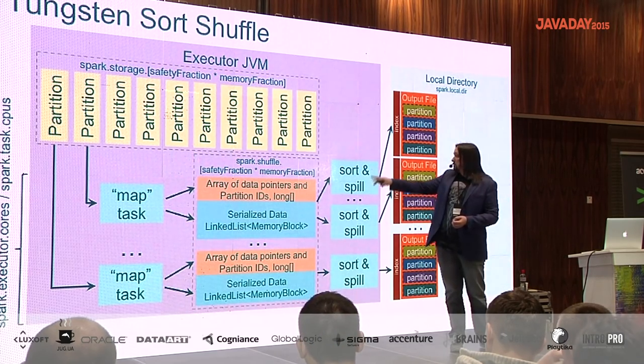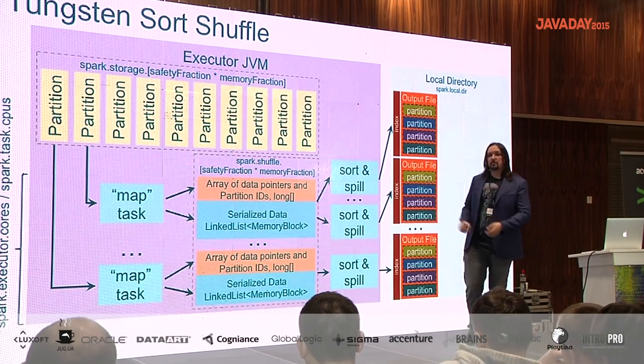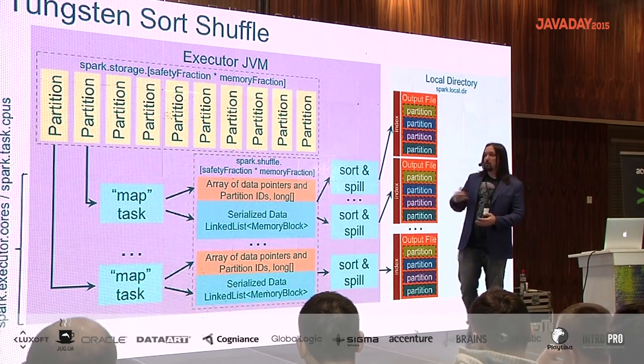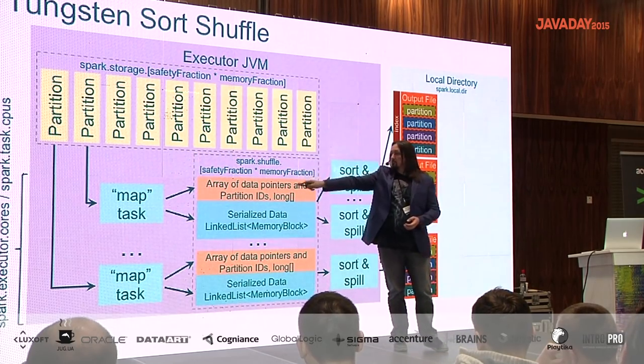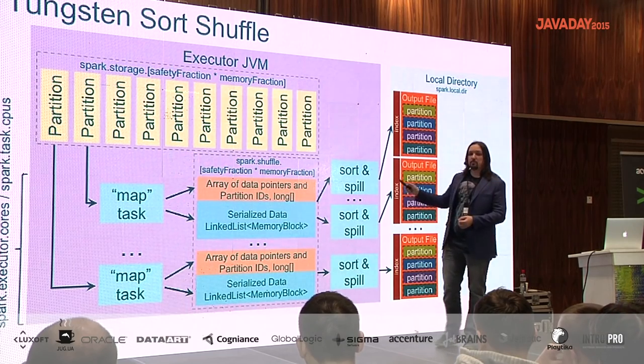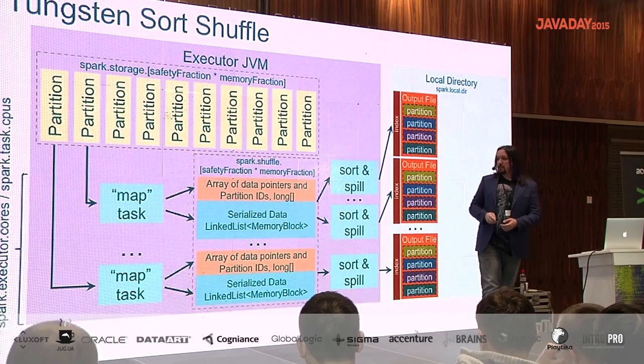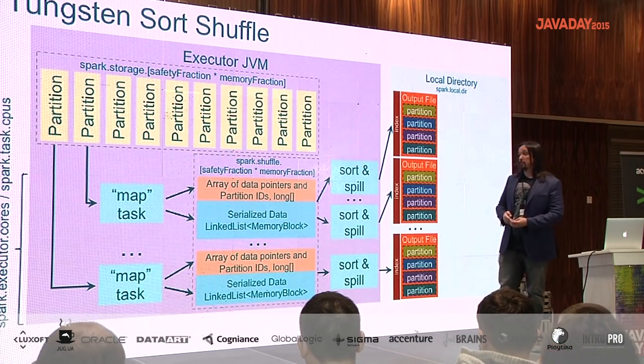And then when you spill the data, again you take the same block of serialized data and write it to the hard disk drive. With sort shuffle, you always have to deserialize it before putting it to the append-only map and serialize it back when putting it into the hard disk drive. It's a big overhead. So this thing allows you to avoid this overhead.